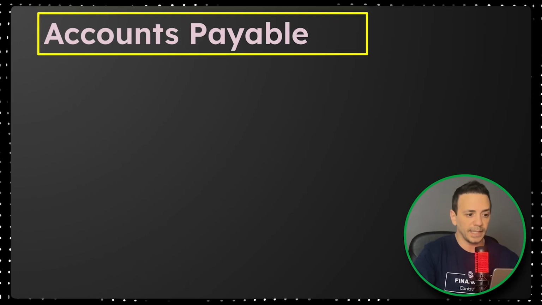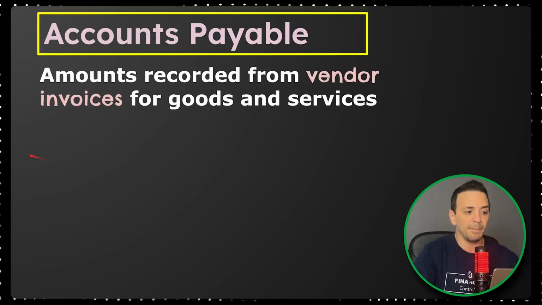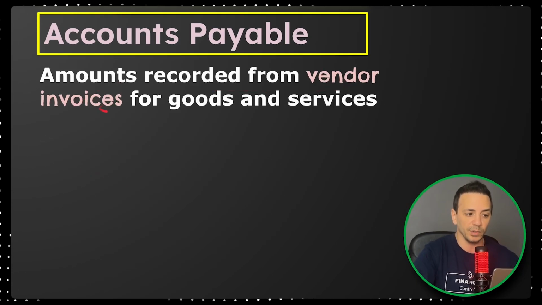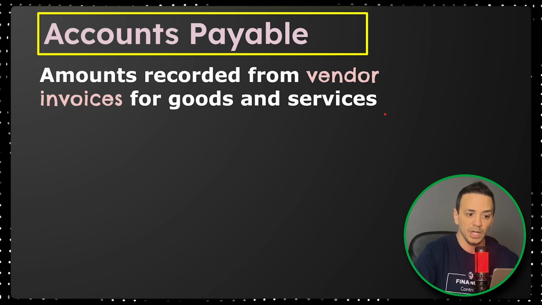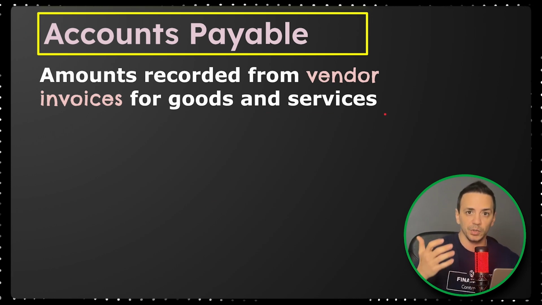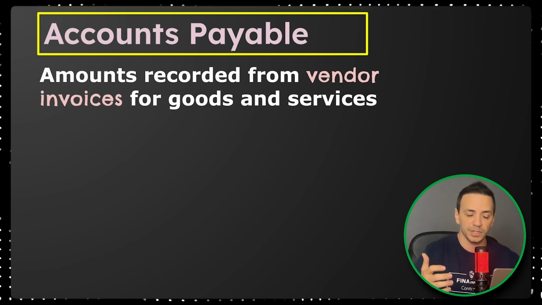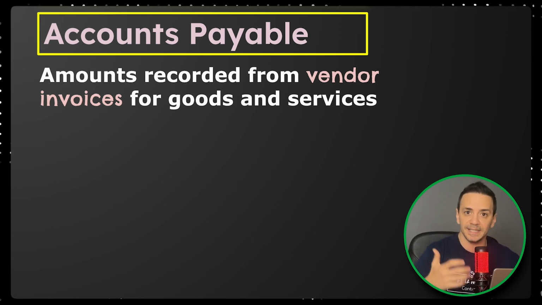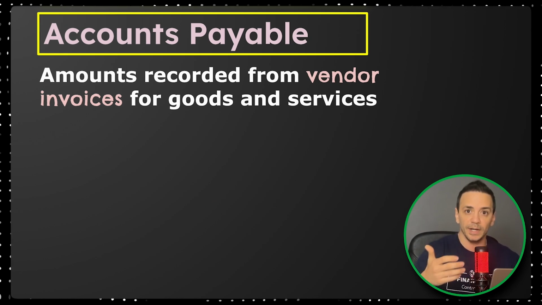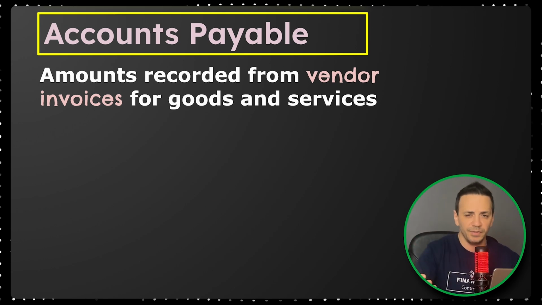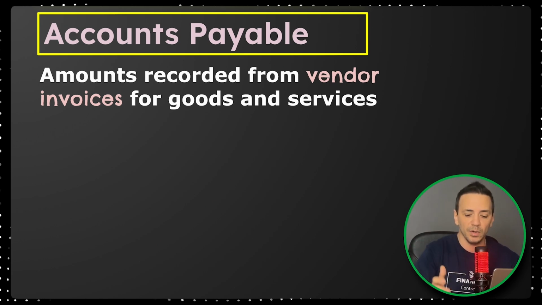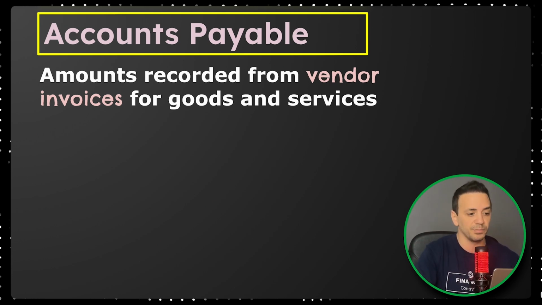So we begin with accounts payable. Accounts payable are amounts recorded from vendor invoices for goods and services. So you go ahead as a company and you buy goods and services to run the business, and you receive a vendor invoice. You go ahead and record that as an accounts payable because you're going to pay it within, let's say, 15 days, 30 days, depending on the terms that the vendor is providing you.